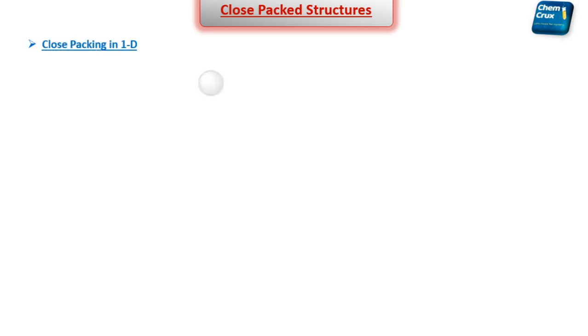Now in 1D, the spheres are arranged in a row like this. Now suppose we need to find the coordination number of the sphere that I have marked here. So what is actually coordination number? Coordination number is the number of nearest neighbors in contact with a particle. So we can see there are two spheres which are in contact with this sphere, right? So we can say coordination number for close packing in 1D is 2.